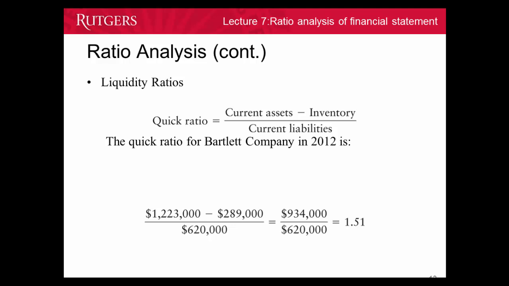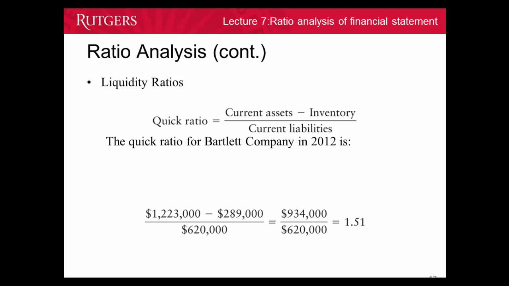The second ratio in this group is quick ratio. The only difference between quick ratio and current ratio is about inventory. So quick ratio is calculated by using current assets minus inventory, and this amount is divided by current liabilities. Because the quick ratio measures a company's ability to meet its short-term obligations with its most liquid assets, inventory is excluded.